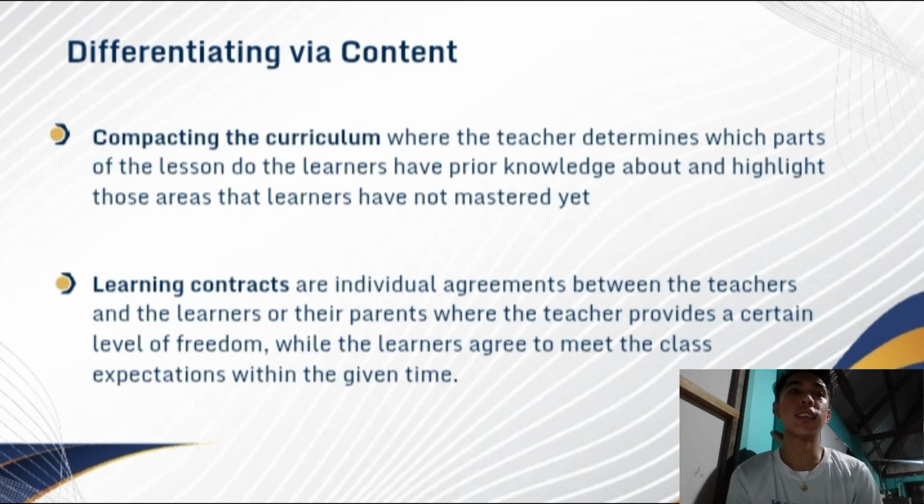Now, next is learning contracts. This is a kind of agreement, an individual agreement between teachers and learners, or their parents, where a teacher provides a certain level of freedom while the learners agree to meet the class expectations within a given time. So this is about contracts, learning contracts. From the word contract, an agreement between students and teachers. They agree about a specific task or activity in exchange for a prize that the students will get.